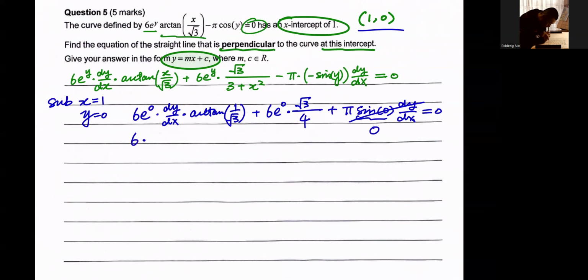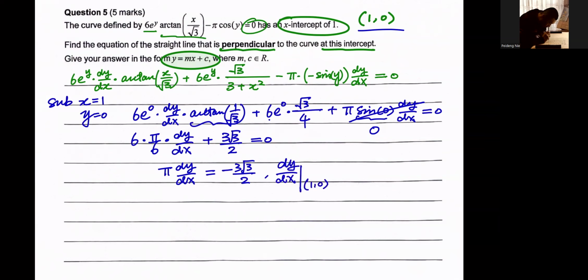And we have 6 times arctan(1 over root 3), which is pi over 6, times dy/dx. And also you should have 6 times root 3 over 4, so plus 3 root 3 divided by 2 equals 0. So you will have pi dy/dx equals negative 3 root 3 divided by 2. And your dy/dx at this point, (1, 0), is the gradient of the tangent. That is negative 3 root 3 divided by 2 pi.